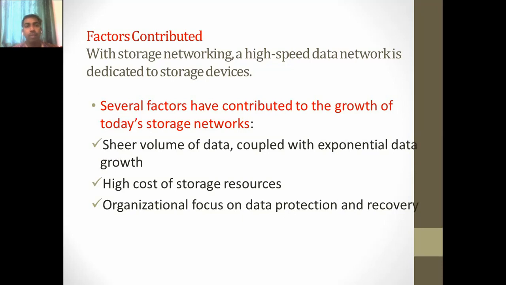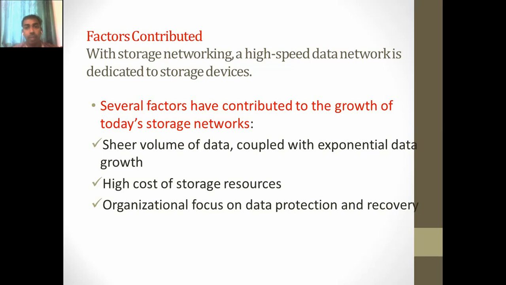A few factors contribute to storage networking. A high-speed data network is dedicated to all the storage devices. When we work with storage devices, accessing data centers, the high-speed data network comes in. That is the main objective of going through storage networking.